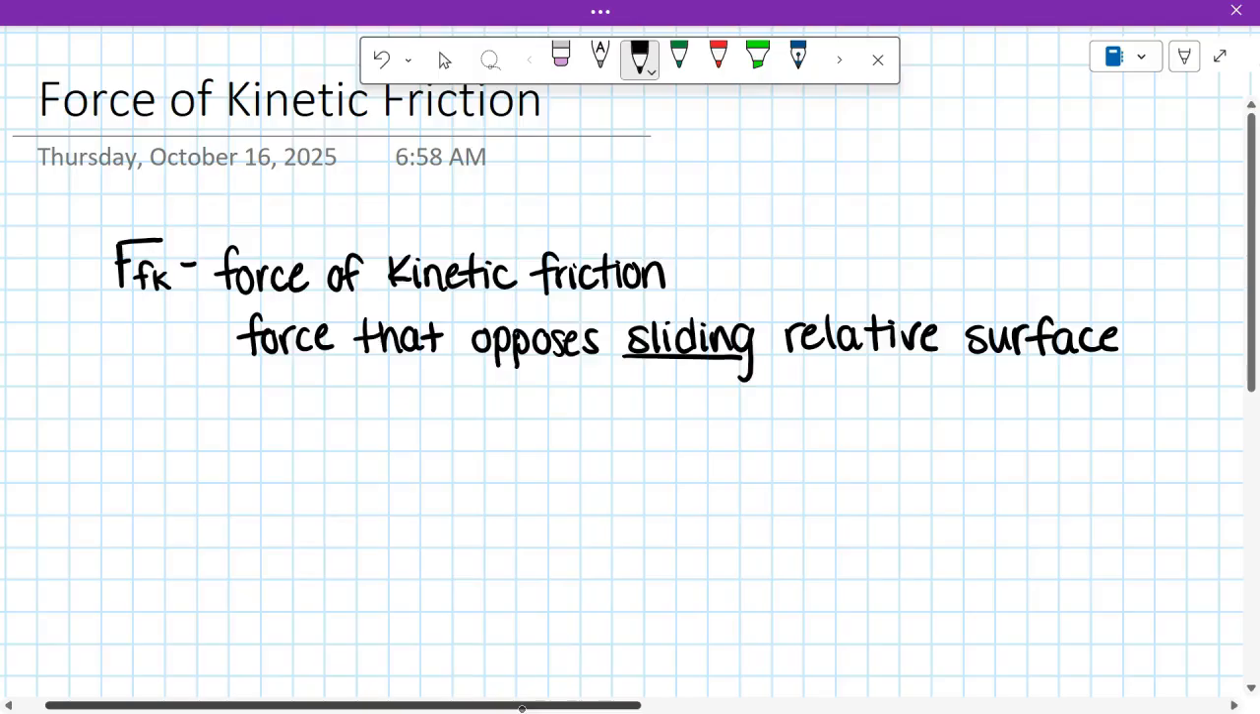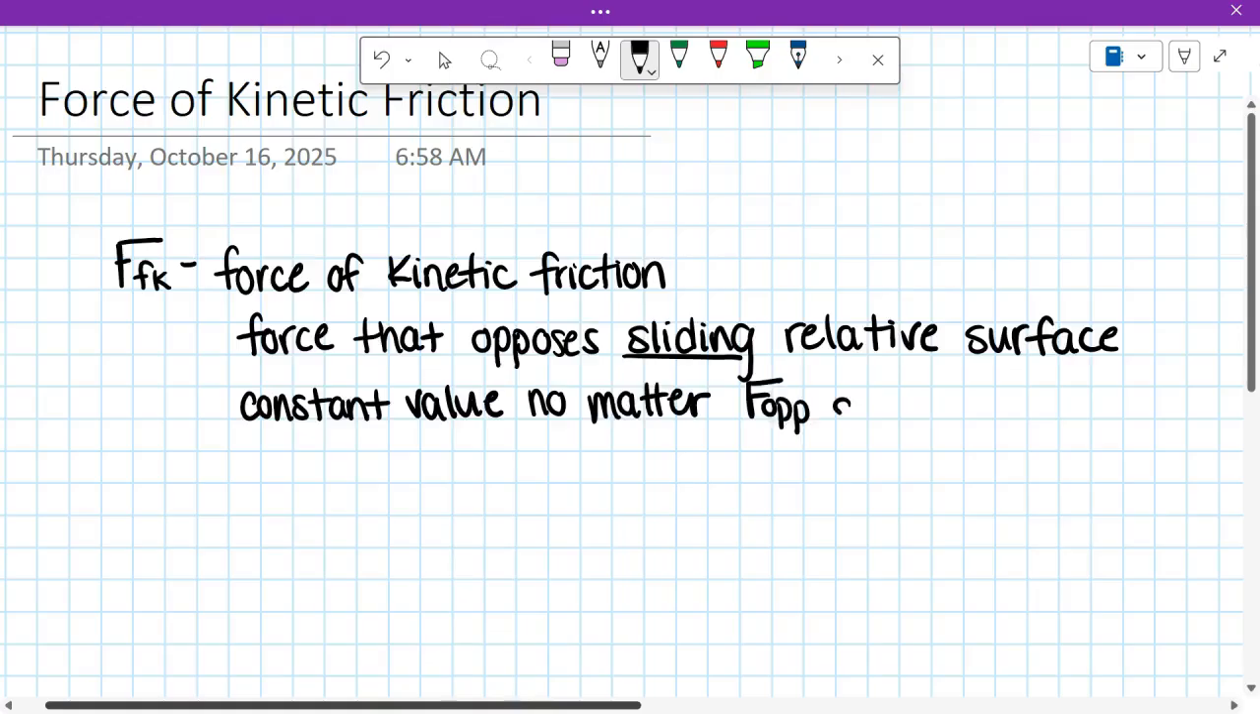Unlike the force of static friction, the force of kinetic friction is a constant value. So we don't have to worry about any inequality symbols or anything like that. There's just going to be an equal sign. It's a constant value no matter the opposing force or speed. It doesn't matter how fast or slow we're going, the value we calculate for the force of kinetic friction will be the same as long as we keep the other variables that friction depends on the same.